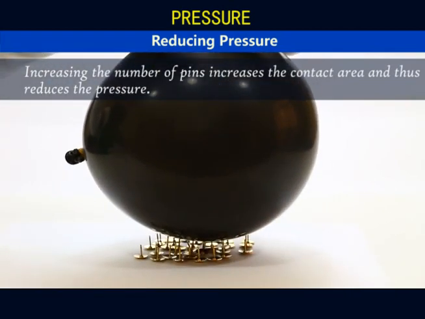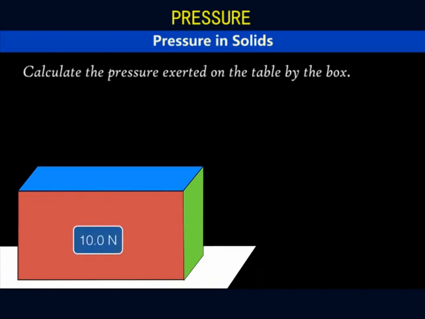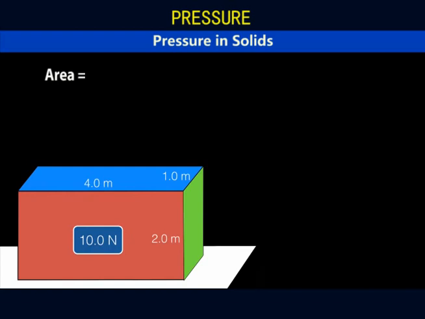Solids, liquids and gases all exert pressure on surfaces because, as we shall see, they have weight. Let's start with solids. Consider this box weighing 10 newtons resting on the table. Because it has weight, it's pressing on the table. In other words, it's exerting pressure on the table. How much pressure? It's given by force over area. We already have force, that is the weight of the box, and all we need to do is calculate the area in contact with the table.